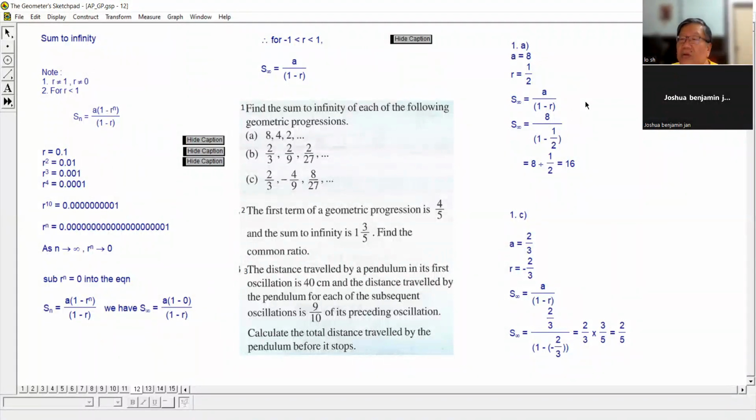But in actual fact, you cannot reach infinity, right? So it will be 15.9, 15.99, 15.999, 15.999999, like that. So it becomes very close to 16, right? So actually it becomes so many 9s that you can consider it as 16, right?